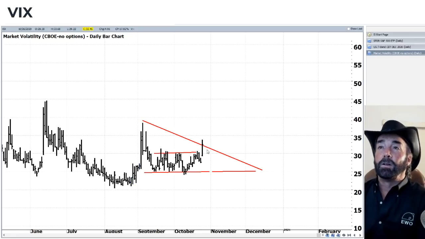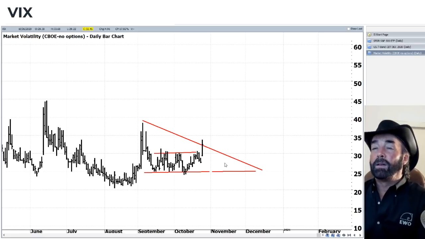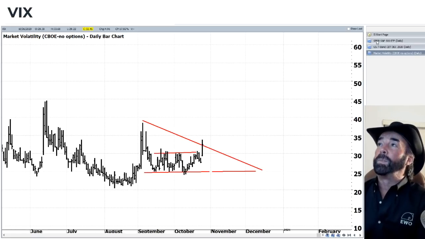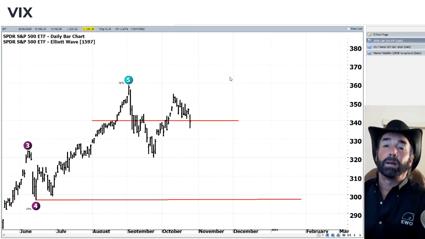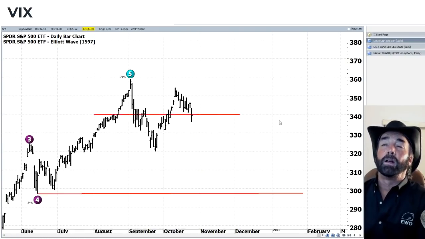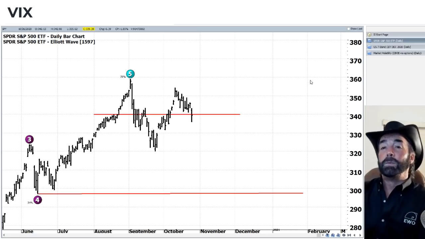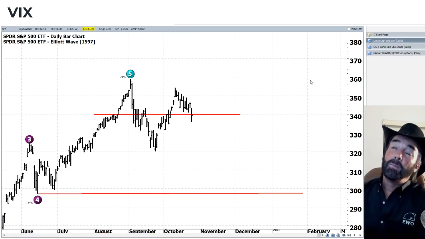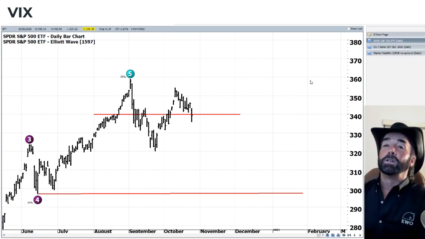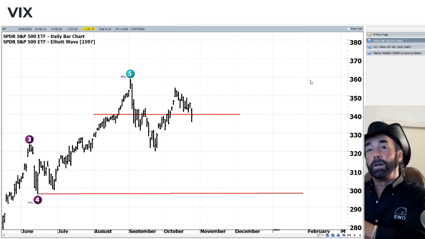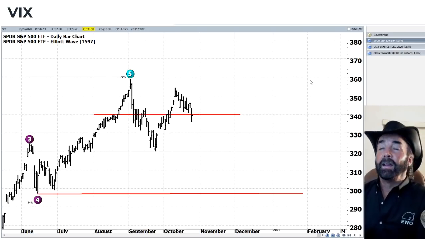Obviously, if that's going to occur, we would need the VIX to come back down. So if the VIX moves back down into this, that would correspond with the market bouncing back to the upside off this 340 level. However, if the VIX moves up, market moves down, maybe the market is starting to get a little concerned about that blue sweep, or one party controlling the presidency and Congress.